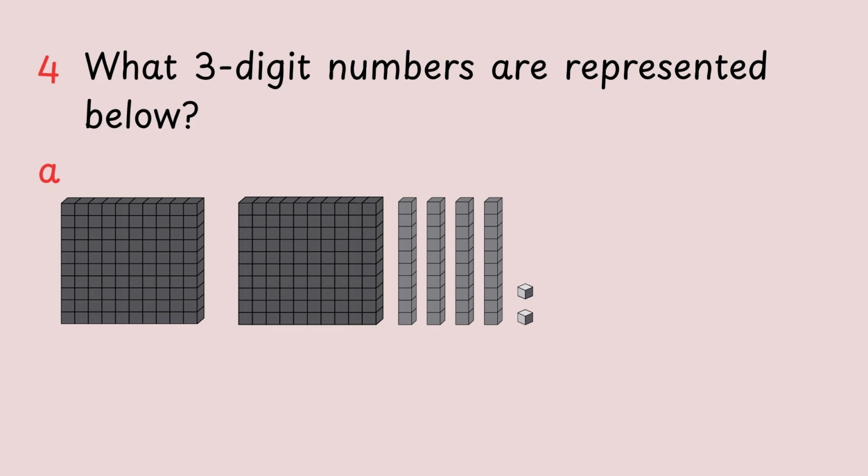Finally, look at the very end. We have these cute tiny little cubes. These are our ones blocks. Let's count them. 1, 2. That means we have 2 ones. Let's write a 2 in our ones place. So now the answer will be 242.